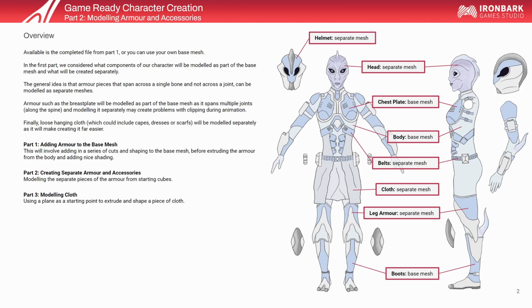So in the first part we created a base mesh, and we also considered what components of our character will be modelled as part of the base mesh, and what will be created separately. So in summary, the general idea is that armor pieces that span across a single bone and not across a joint can be modelled as separate meshes. Armor, such as the breastplate, will be modelled as part of the base mesh as it spans across multiple joints along the spine, and modelling it separately may create problems with clipping during animation.